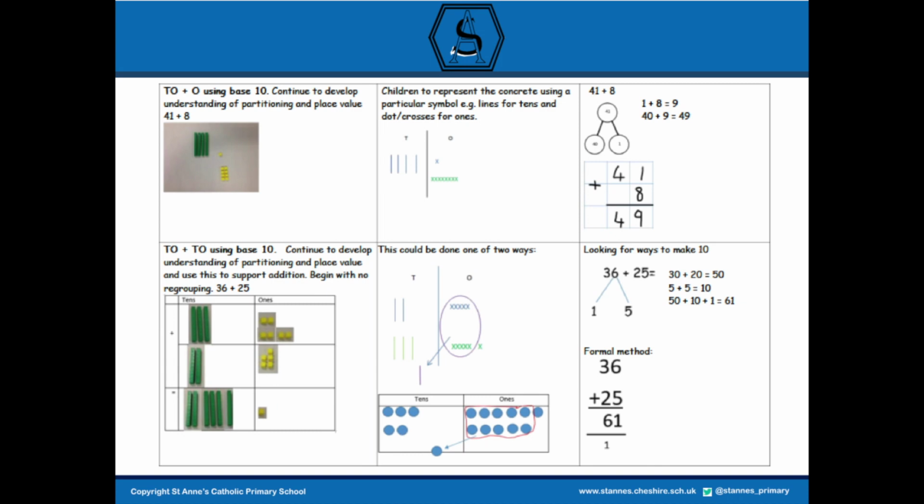Then we move on to the formal method. Now this is important when teaching your children the formal method. The regroup 10 is written underneath, as you can see in the example here. We always start with the 1s, so 6 ones plus 5 ones equals 11 ones. We put the 1 and we regroup the other 1 underneath the tens column. And then 3 tens plus 2 tens plus that extra 10 is 6 tens, 61.